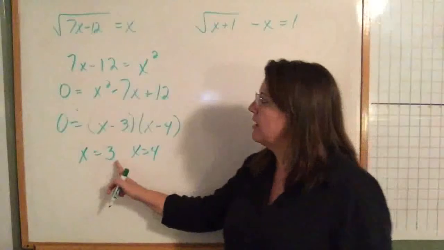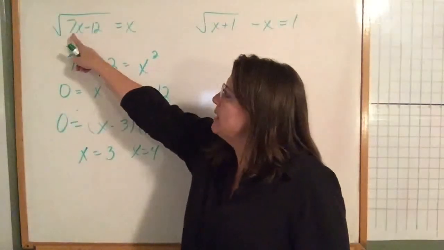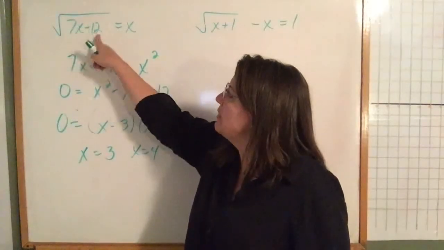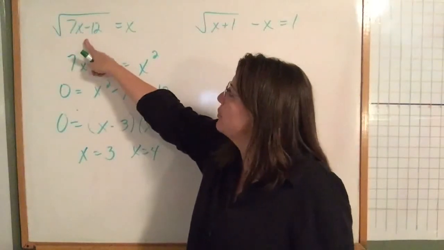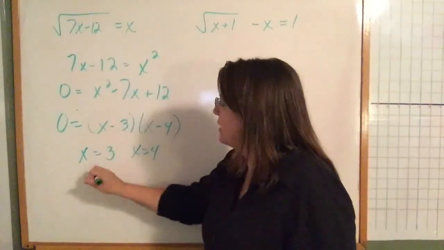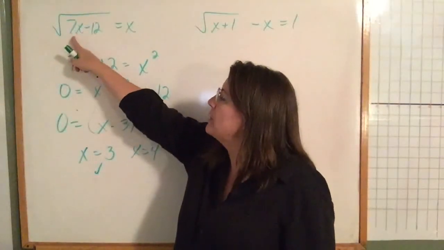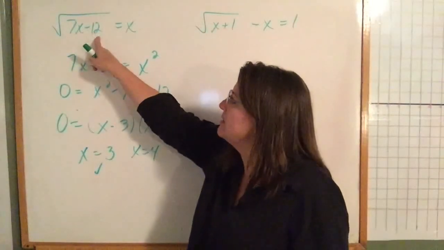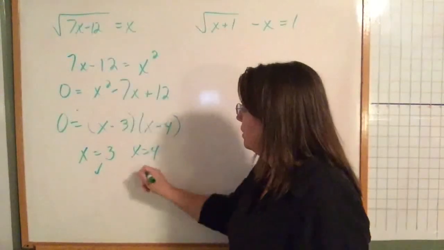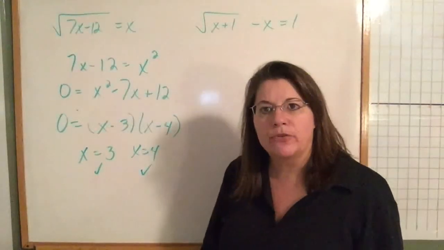So let's see if they work. If I plug 3 in, 7 times 3 is 21. 21 minus 12 is 9. The square root of 9 is 3, and that equals 3. So that one works. If I plug 4 in, 4 times 7 is 28. 28 minus 12 is 16. Square root of 16 is 4. So that, again, works for that one.